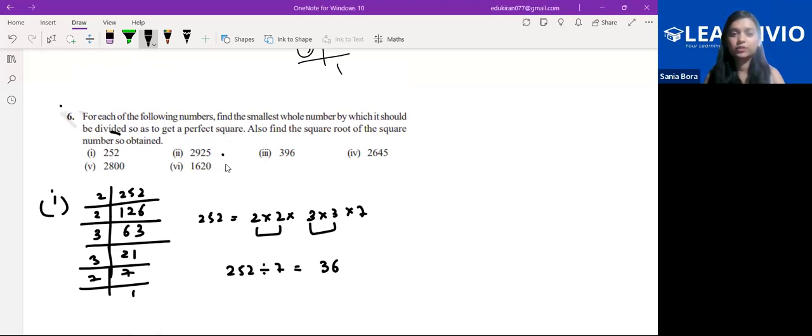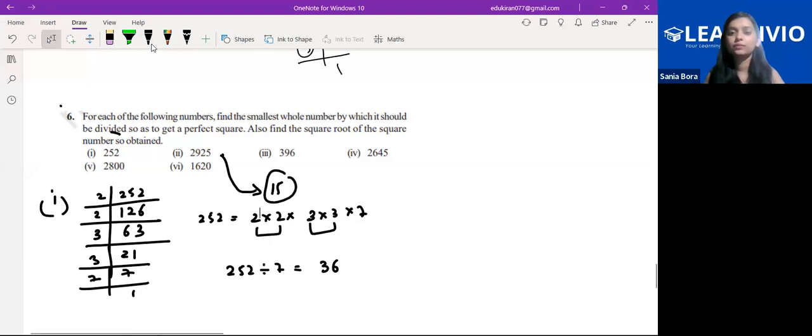Sindhu, Naisha, you tell me the first one. As 13 is odd, we have to divide it with it. So we will get 25, and the answer is 15. Everybody got 15? Yes, ma'am, I got 15 also. Ronnie, did you get 15? Ma'am, I got 15. Okay.